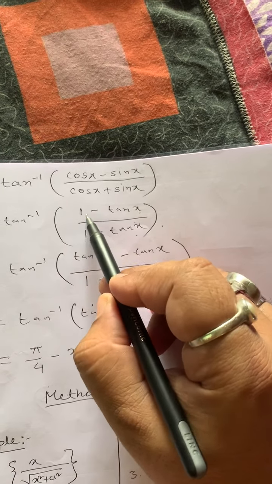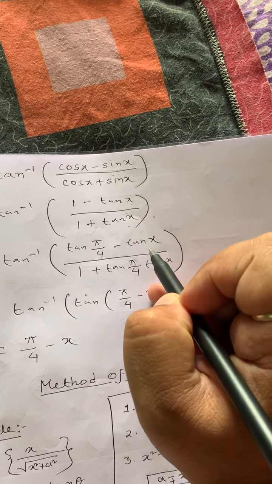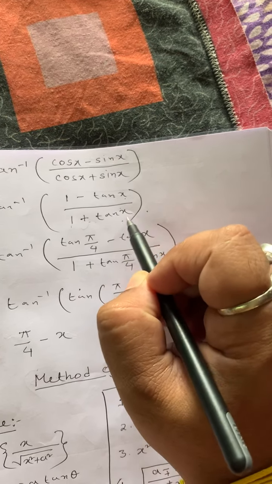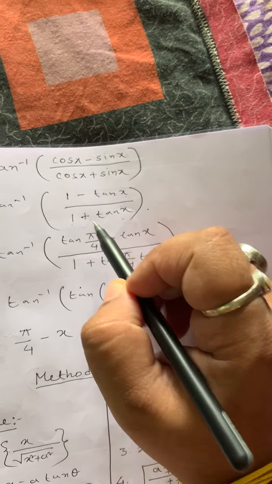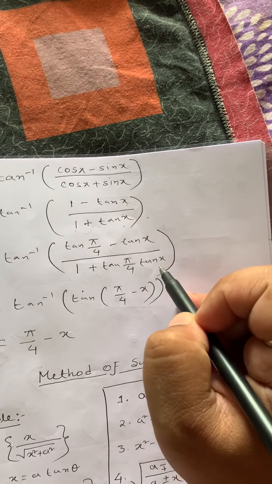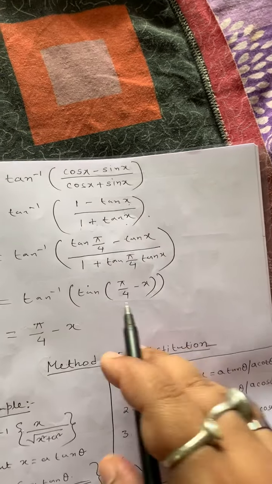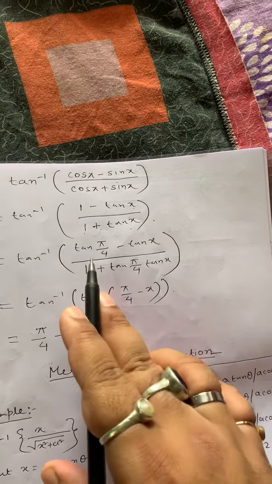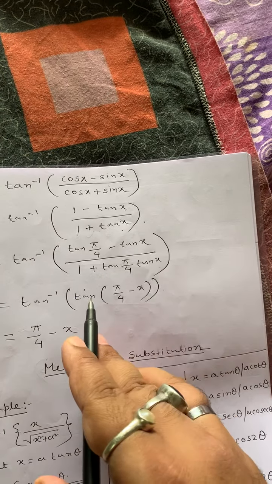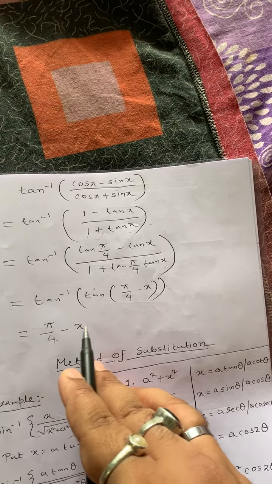Now instead of this 1, we can always write tan pi by 4. Then minus tan x is there. This one is as it is. Plus, we are multiplying tan x with 1. That means instead of 1, we can always write tan pi by 4. So it's tan pi by 4 into tan x. Why are we writing it in this way? To get the formula of tan a minus b. See, it's tan a minus tan b divided by 1 plus tan a tan b. So we can write it as tan a minus b. So our answer will be pi by 4 minus x.